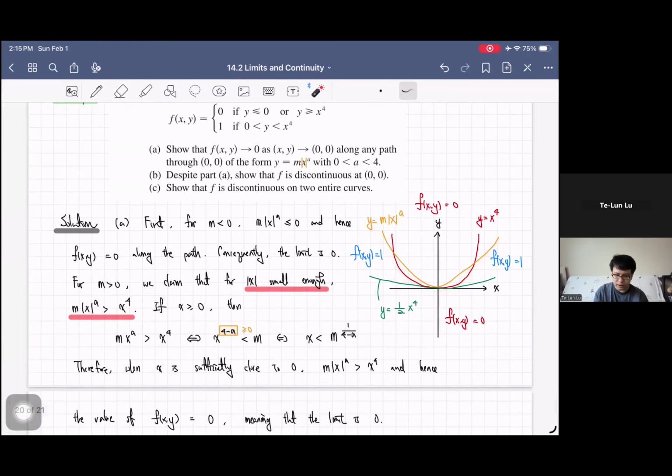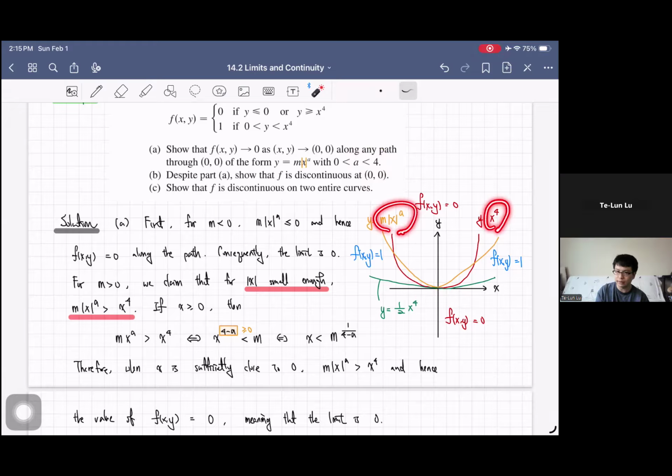So first of all, why is that intuitively true, and why is the condition 0 strictly less than a strictly less than 4 important here? You can see that since a is strictly less than 4, near the origin, this guy actually decays faster than the yellow line here, right?